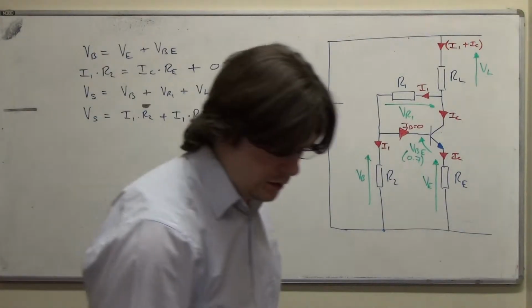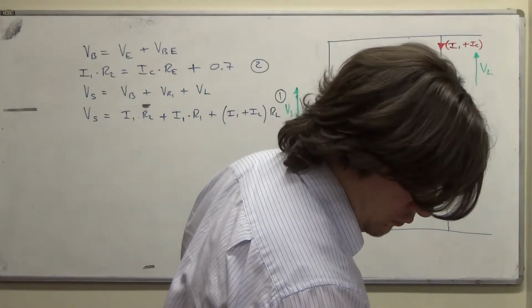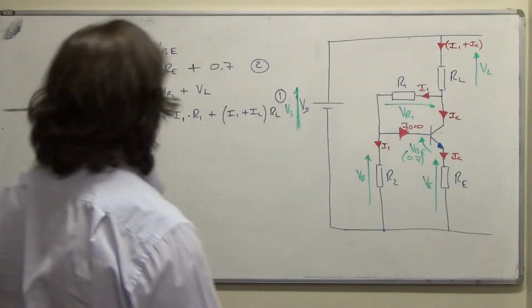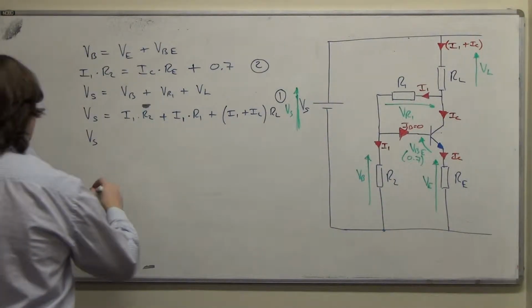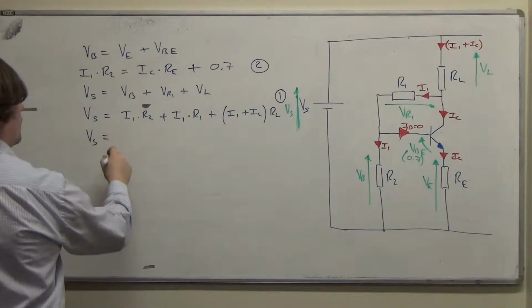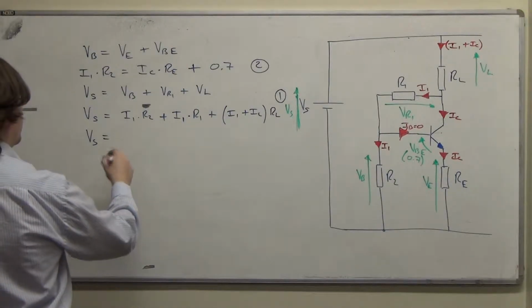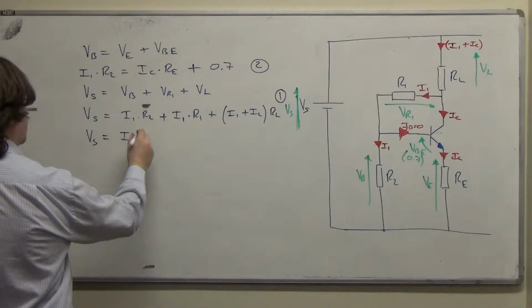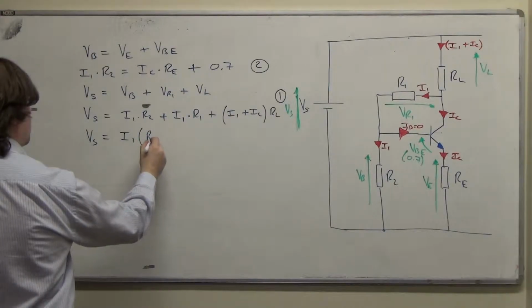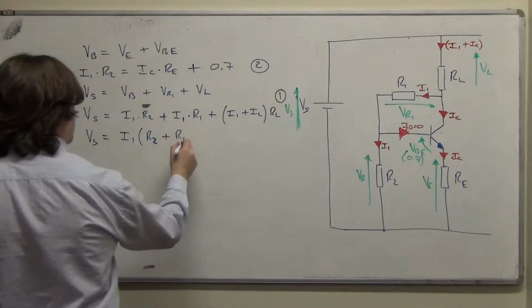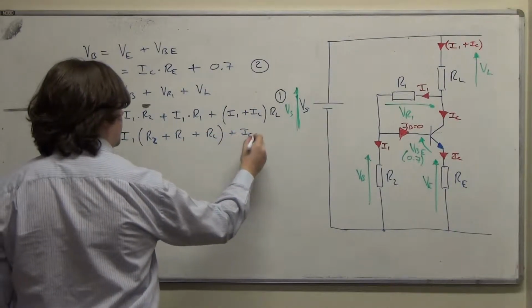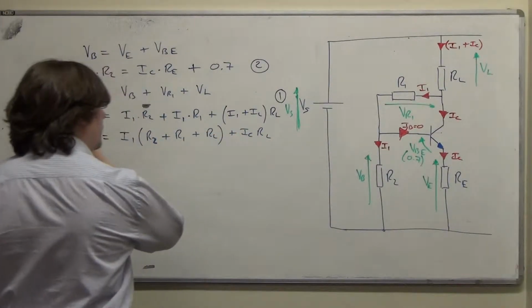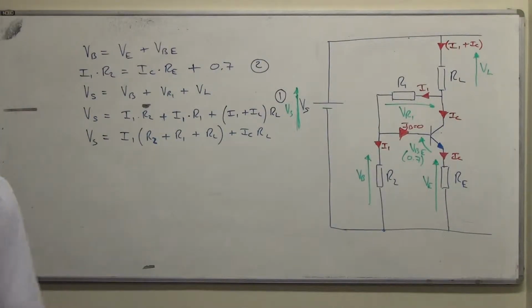Is that the case? Nearly. It's slightly rearranged to give 1. To give the equation which is 1 in the handout that I give out, you just have to group the terms in I1. So we've got I1 times R2 plus R1 plus RL, plus IC RL. So that's how it's written out in the handwritten sheets.